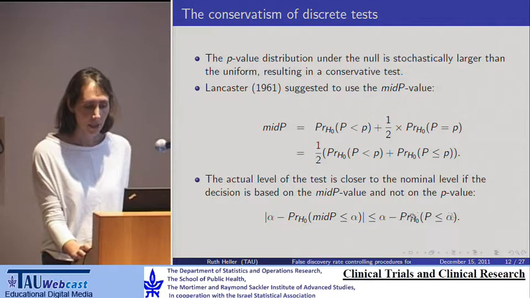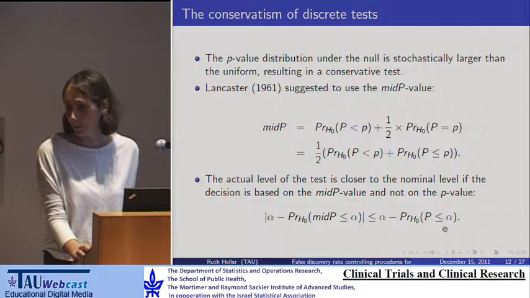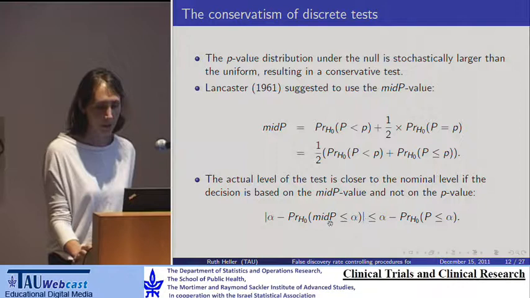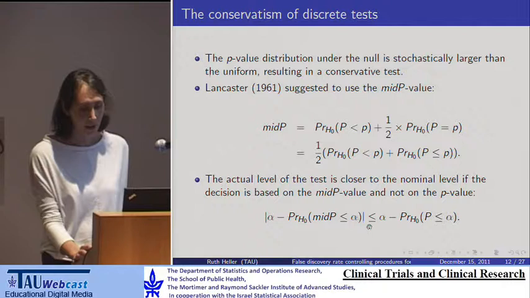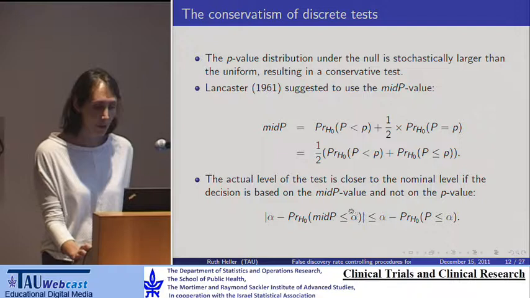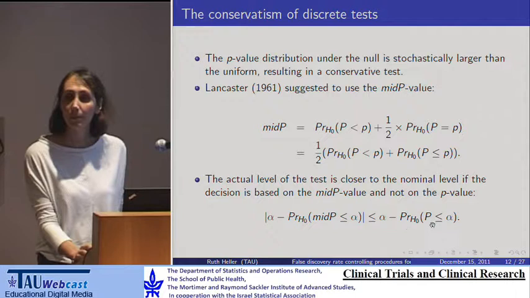It's the probability under the null that the p-value is less than or equal to alpha, which may be much smaller than alpha. If you use mid p-values instead of p-values, then the actual size of the test is this size, and it is straightforward to show that using mid p-values, you get a size of a test that is closer to alpha than using p-values.